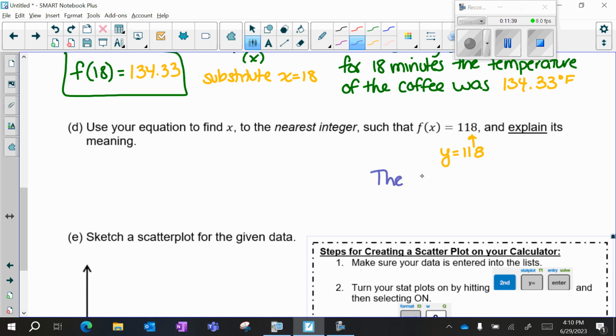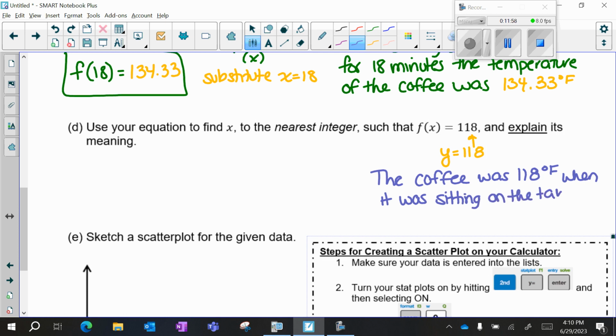The coffee was 118 degrees Fahrenheit when it was sitting on the table for blank minutes. And I'm going to solve and find that right now. So I'm going to use my equation.